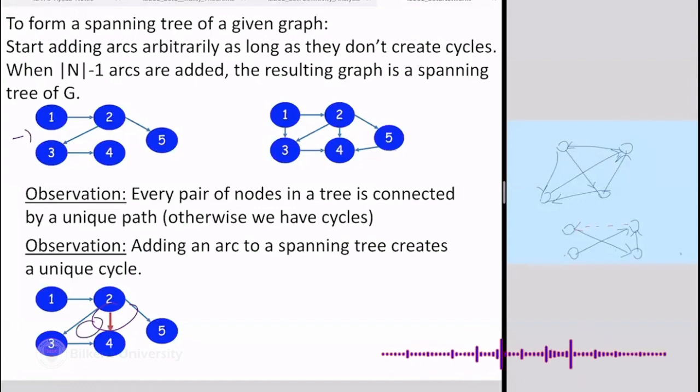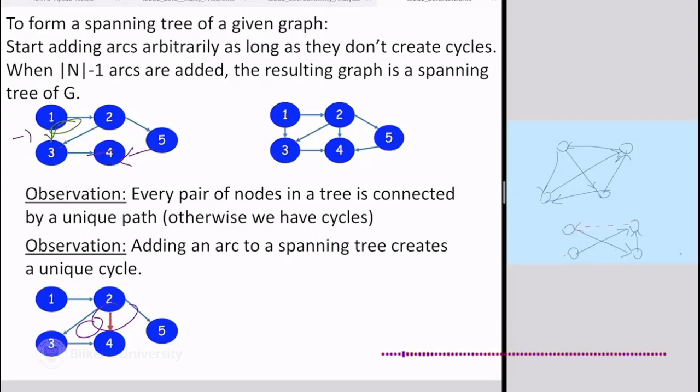Let's add another arc. Let's say we're adding, I don't know, do we have this? Yeah, let's add this arc. Okay. If you add this arc, look at the cycle. 2, 3, 3, 4, 5, 4, 2, 5. It's a cycle, unique cycle. All right. Change the color, add one more arc. Let's say we're adding this 1, 3. Yeah. Then I have this cycle here. Unique cycle. Each arc creates exactly one cycle over a spanning tree.